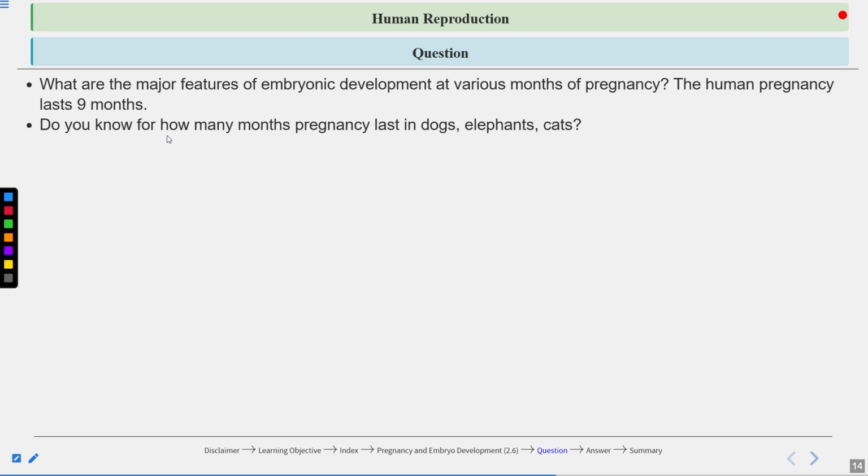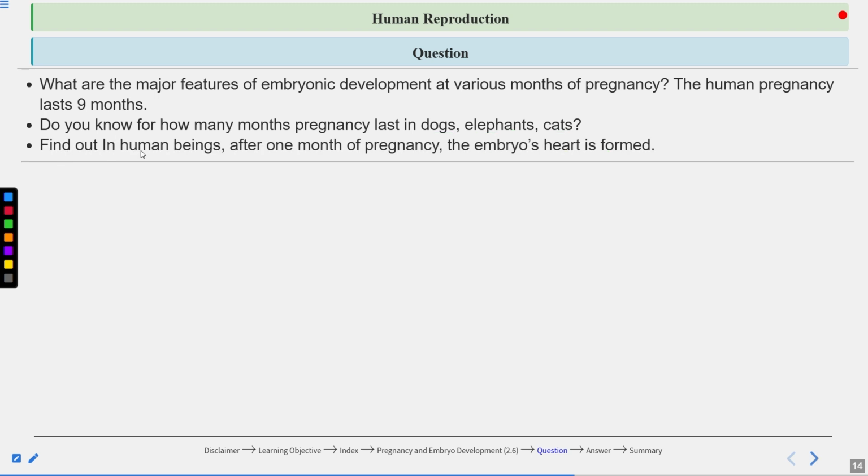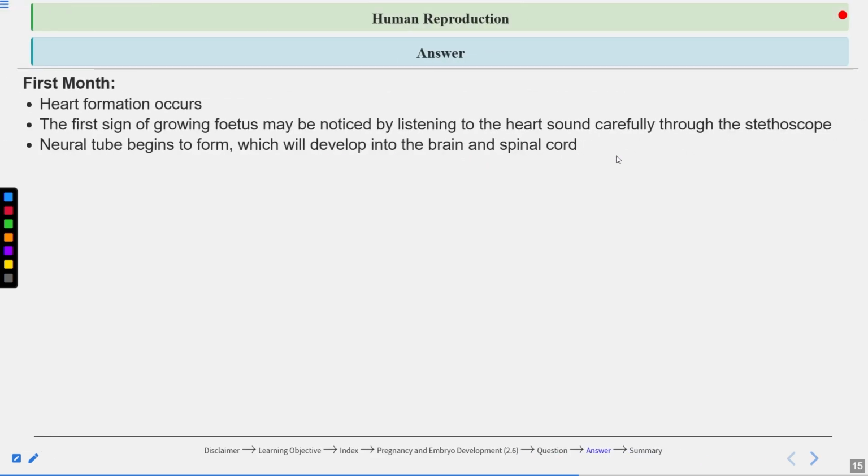Now, next is, do you know how many months pregnancy lasts in dogs, elephants, and cats? Like in humans, pregnancy is for 9 months. How many months does pregnancy last in dogs, elephants, and cats? Then the next question: find out whether in human beings, after 1 month of pregnancy, the embryo's heart is formed or not. So let's have a look at the answer now.